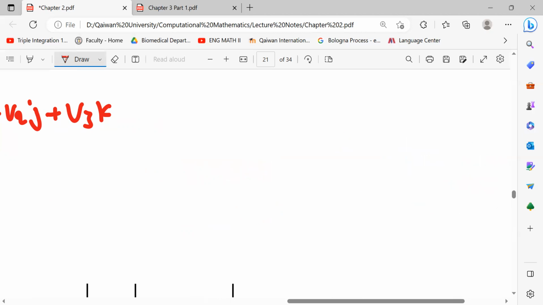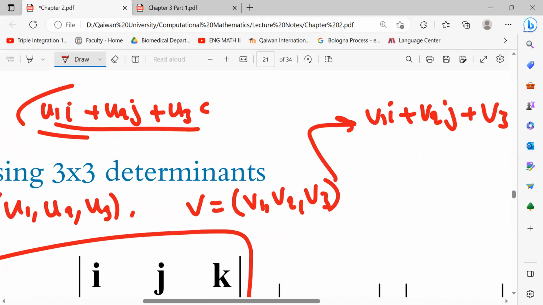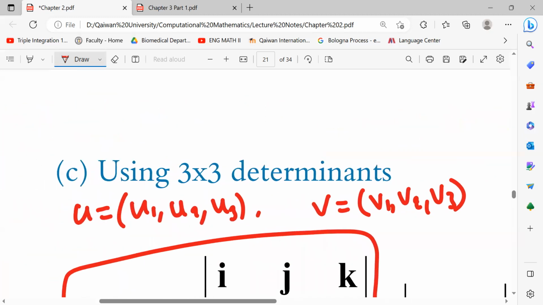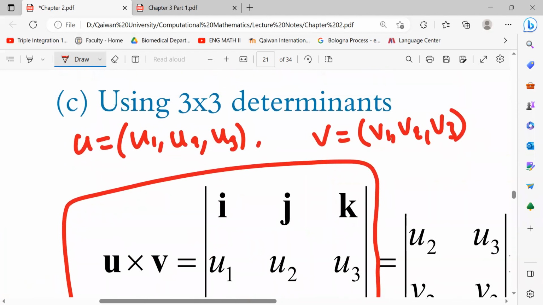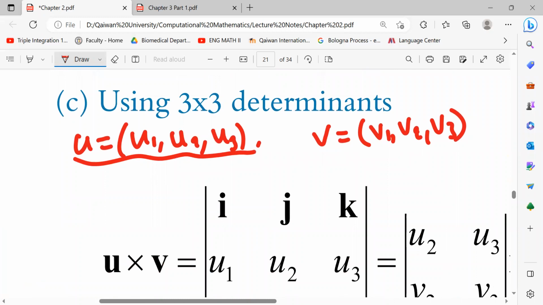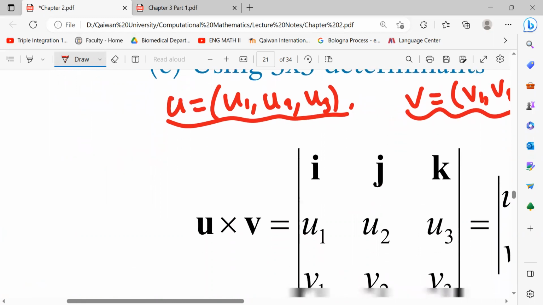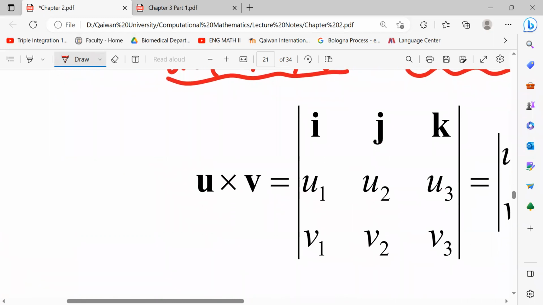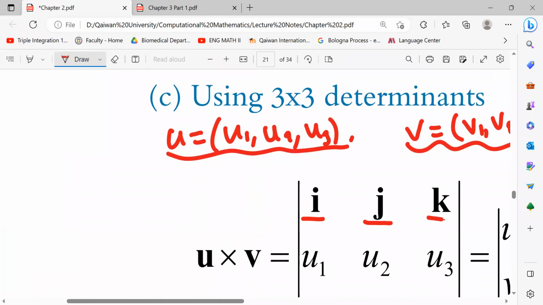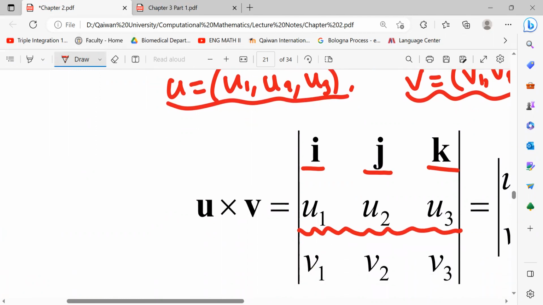Now, what we do, as I said, if you have these 2 vectors, u to be u1, u2, u3, and v to be v1, v2, v3, then to find the cross product of those two vectors, what do we do? We write i, j, k. We write down the components in this order: u1, u2, u3, and also v1, v2, v3. How do we find the determinant of this matrix?